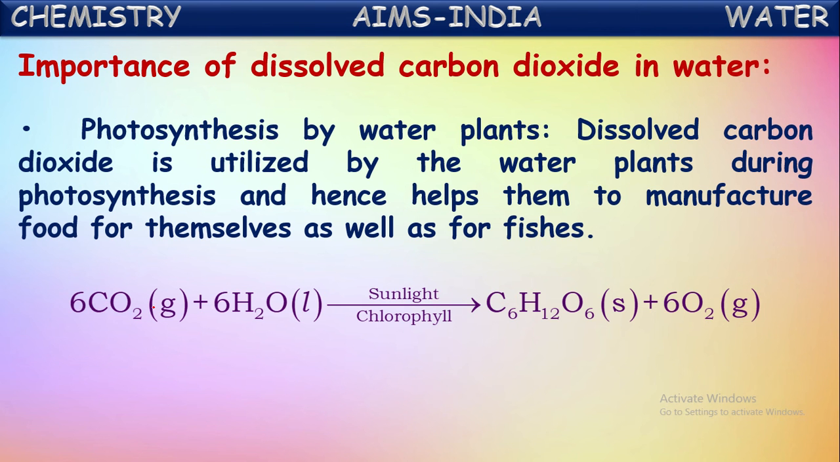This is photosynthesis. Carbon dioxide gas and water combine in the presence of sunlight and chlorophyll. They produce their food. This is the food prepared by the plants. In this way, dissolved gases like oxygen and carbon dioxide are very vital for the survival of aquatic animals and plants.